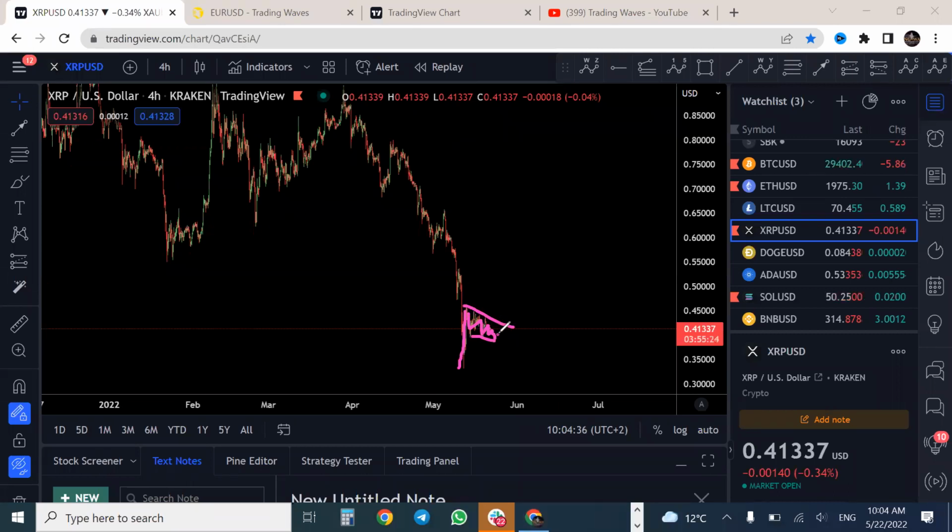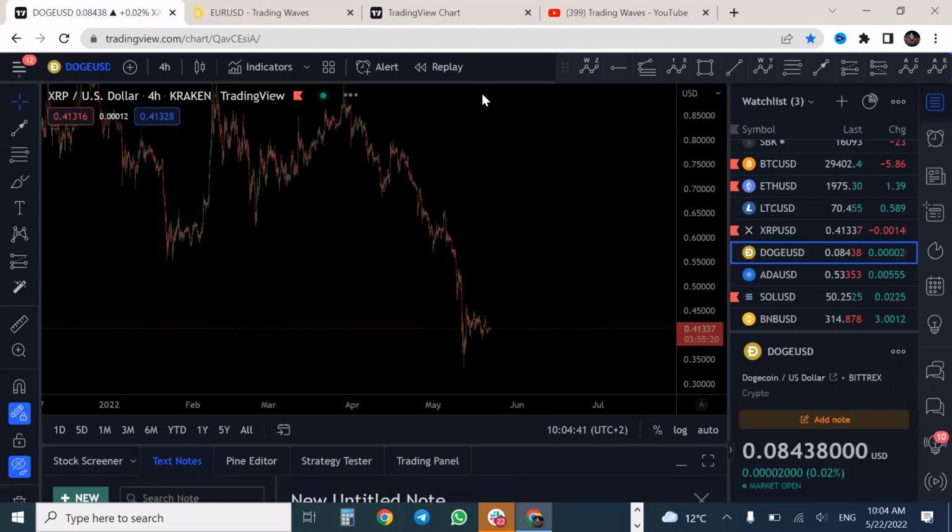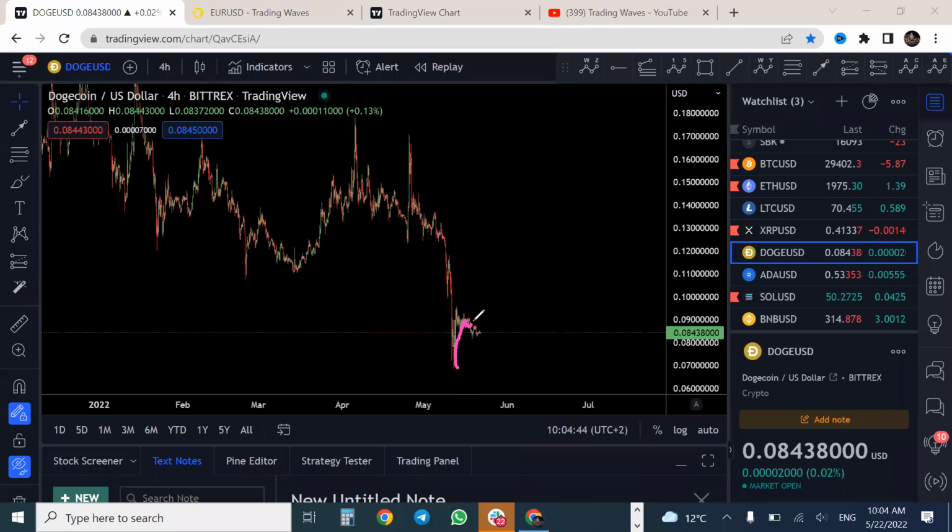Now, this is XRP, the same structure. We anticipate that we are still bearish. Dogecoin, same thing. As you can see, we anticipate that this can still be bearish. Now, I'm indicating this one more move to the upside. It does not have to play out. It may just continue to the downside like this. But if it does make a move to the upside, we will know that we are still anticipating that this is going to continue to the downside.